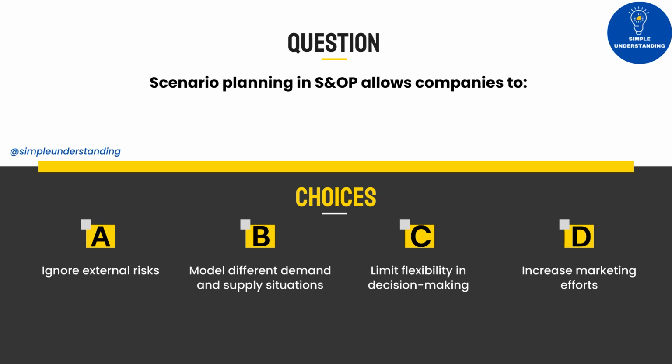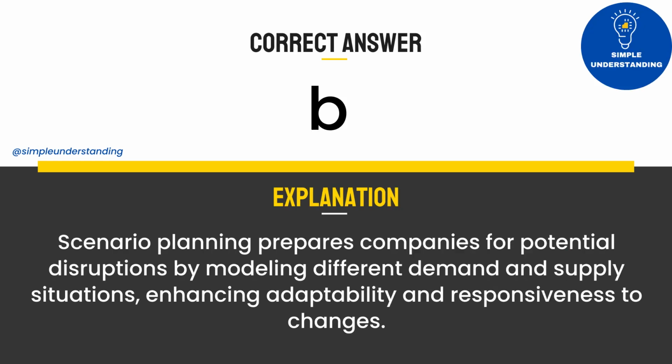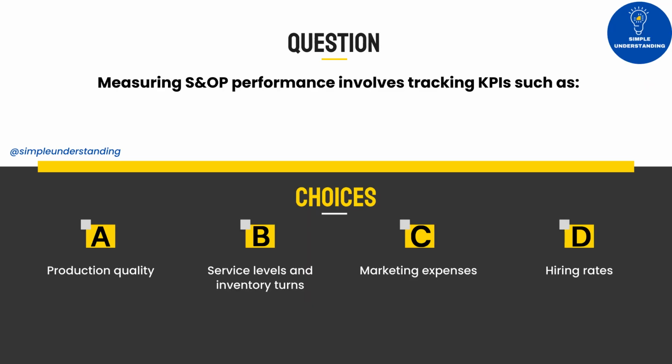7. Scenario planning in S&OP allows companies to A. Ignore external risks. B. Model different demand and supply situations. C. Limit flexibility in decision-making. D. Increase marketing efforts. Answer B. Explanation. Scenario planning prepares companies for potential disruptions by modeling different demand and supply situations, enhancing adaptability and responsiveness to changes.